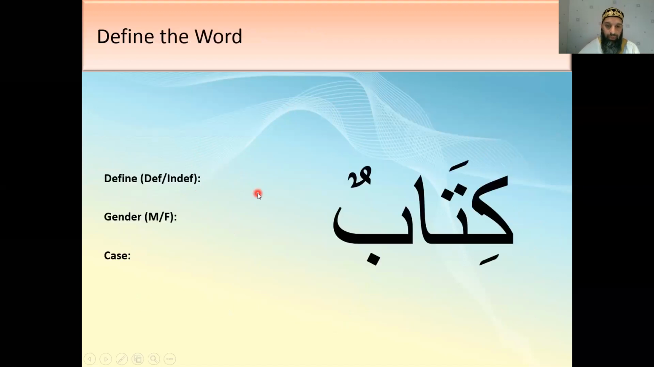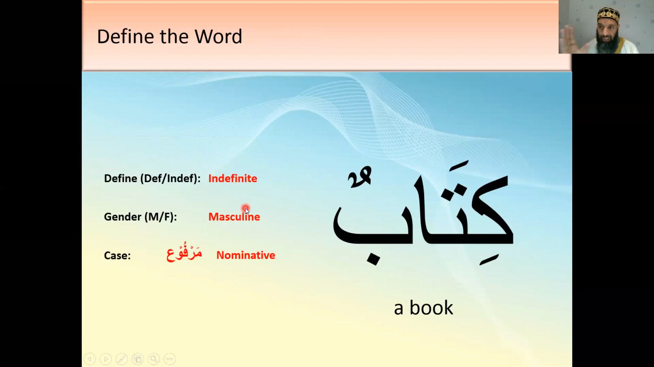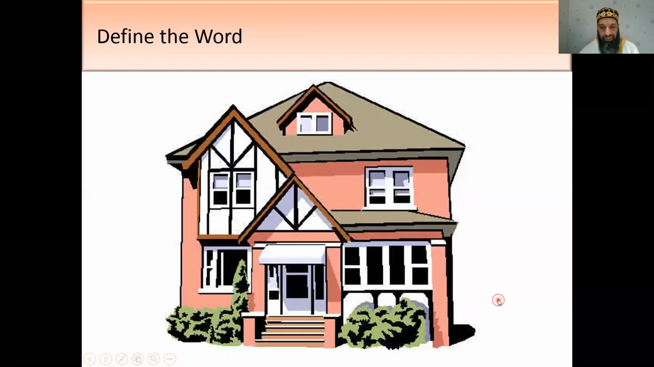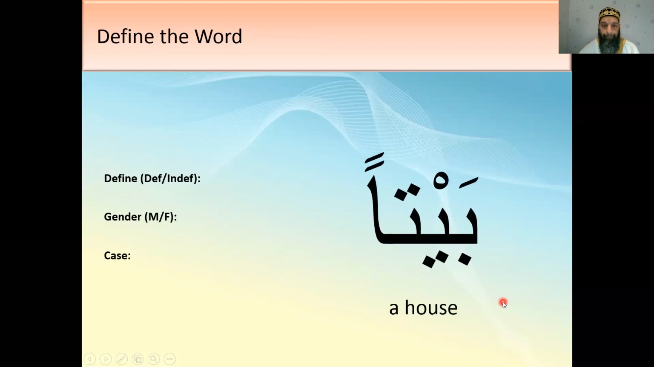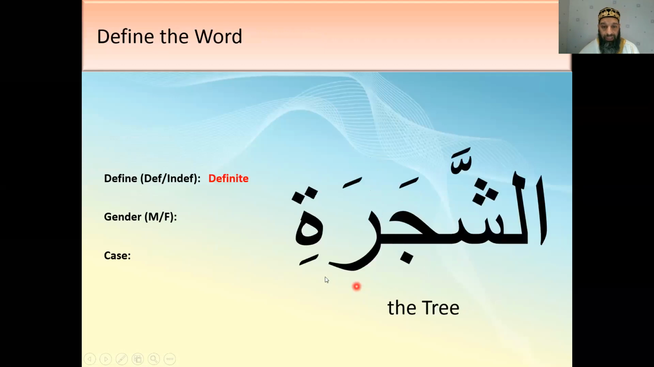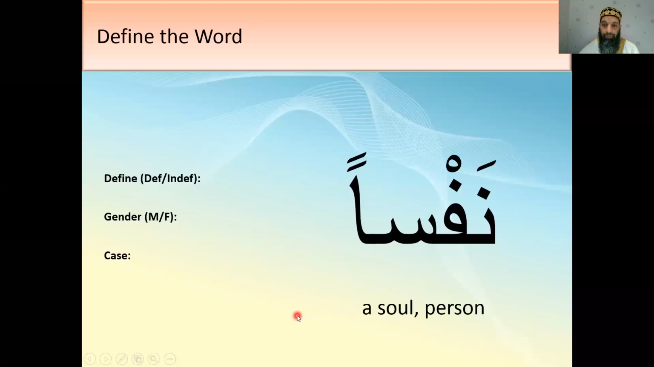And then we did this, remember we had some practice with this. I've cut some out because it's going to take too long. So kitabun is indefinite. With the al, it's definite. Without the al, it's indefinite. It's masculine and it's marfu. So we just did a few of these to get some practice. This is feminine because of the ta marbuta there. It's definite because of the al, and the case is majrur. So this was just to get some practice.